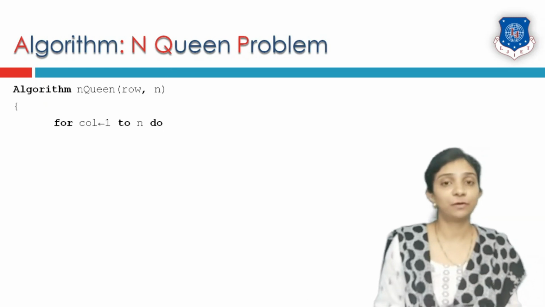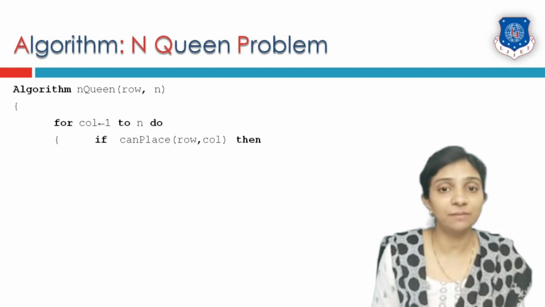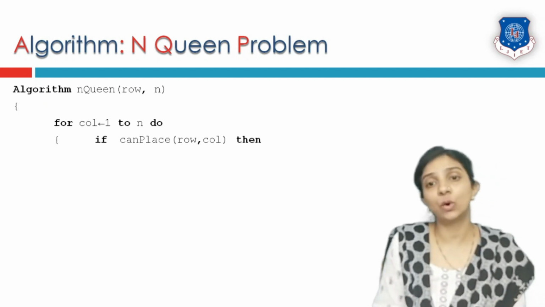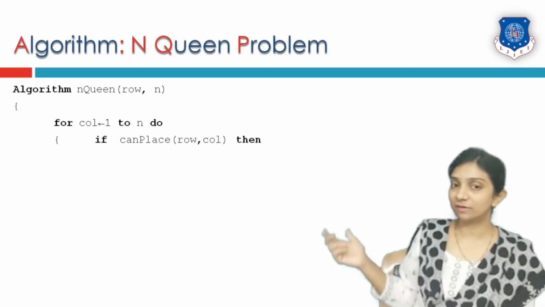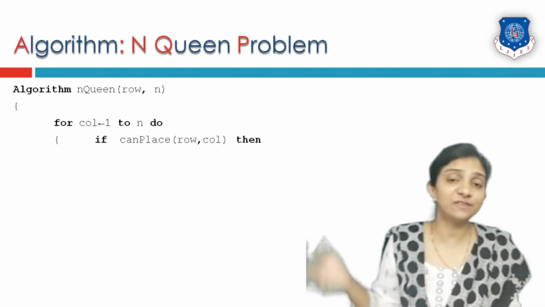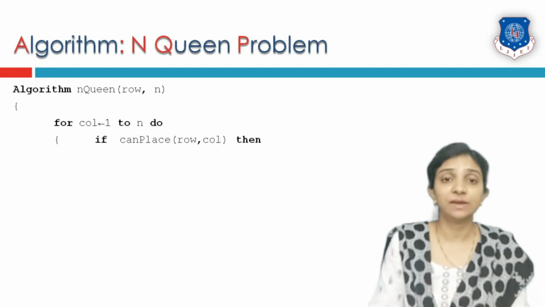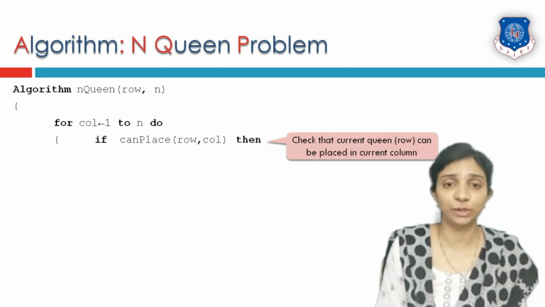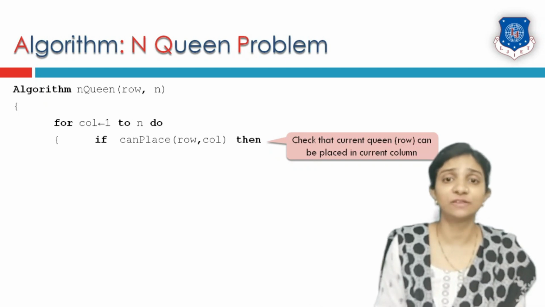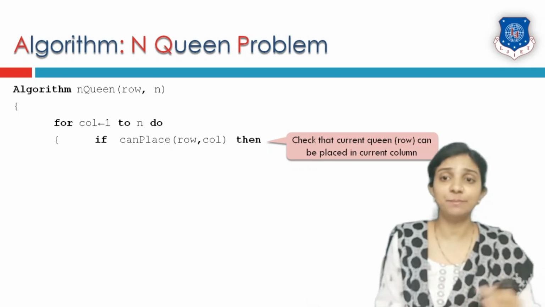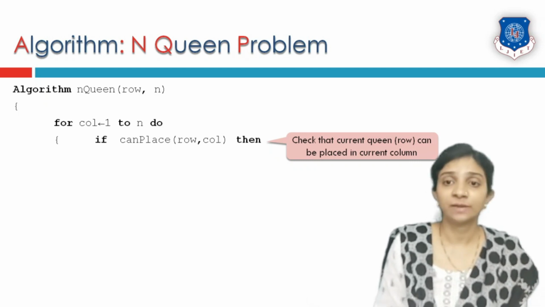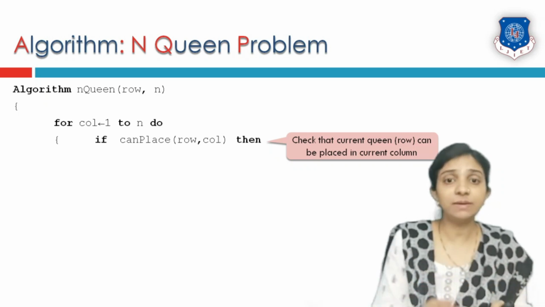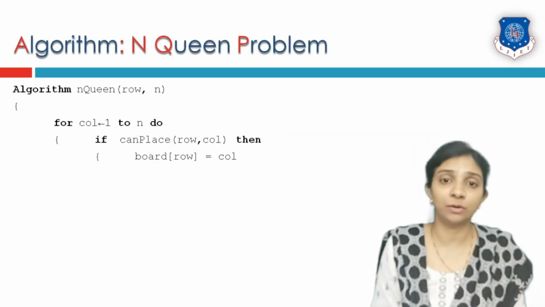Now from the first column to the last column we have to check, can we place a queen in a particular row and column or not? Here the can place algorithm answers our question of whether the queen will be in attack or not. This algorithm is going to return the value true or false as per the calculation of the previously placed queens. So it will check whether the current queen in a particular row can be placed in a particular column or not.